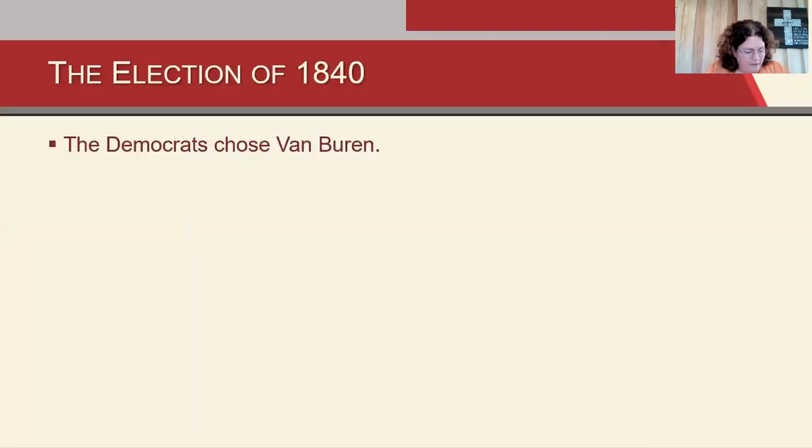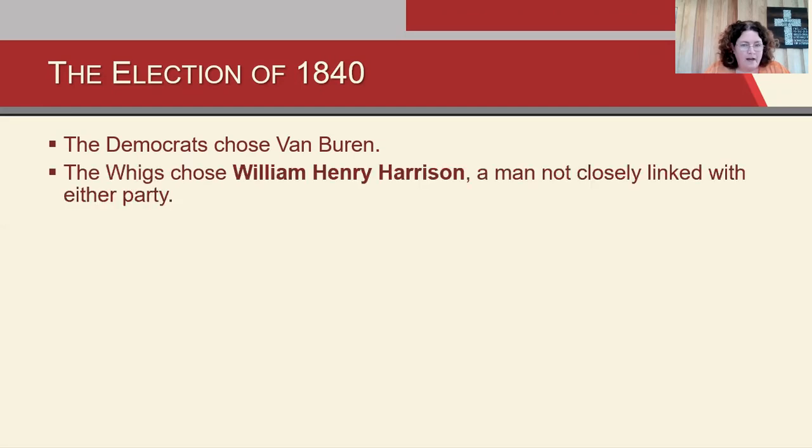When the election of 1840 came, the Democrats again chose Van Buren. Convinced that Clay would not attract Eastern voters, the Whigs turned to William Henry Harrison, a man not closely linked with either party. Harrison was a Southerner by birth and could attract Democratic votes in the South. He was also a military hero, known for his victory at Tippecanoe and his efforts in the War of 1812. Since his political views were unknown, those views could not hurt him.